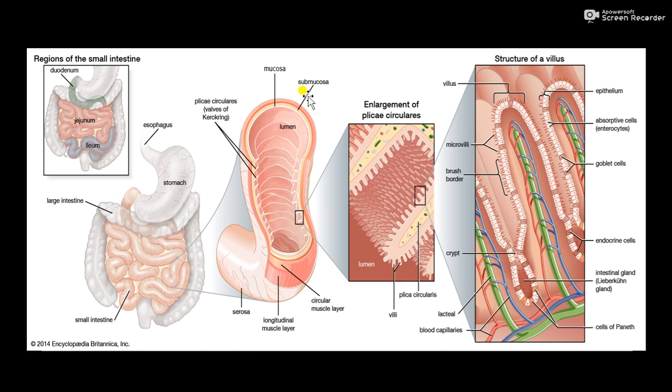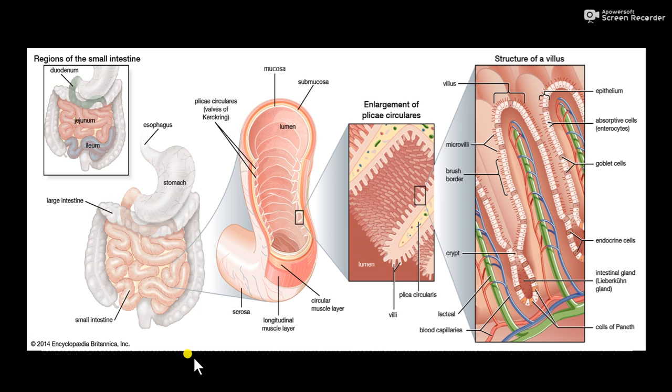Now we can see the submucosa of the duodenum. The submucosa of the duodenum is the only site of the complex mucus-secreting duodenal glands. This duodenal gland is also called Brunner's gland, which produces a bicarbonate-rich alkaline mucus that buffers the acidic chyme as it enters from the stomach.